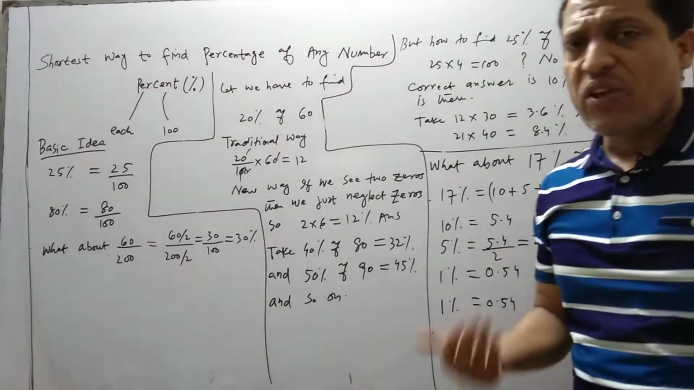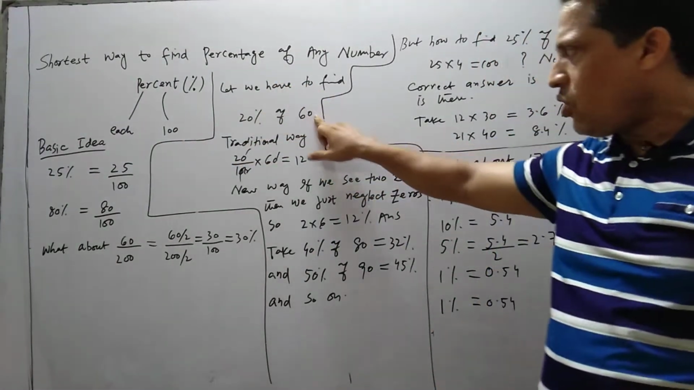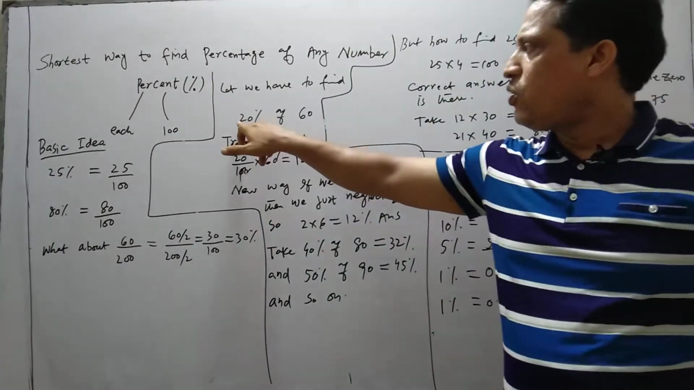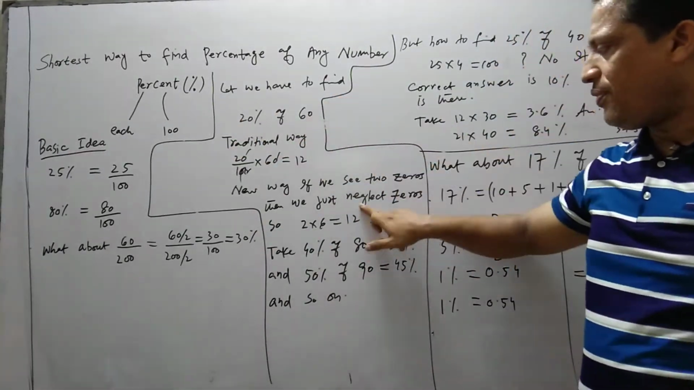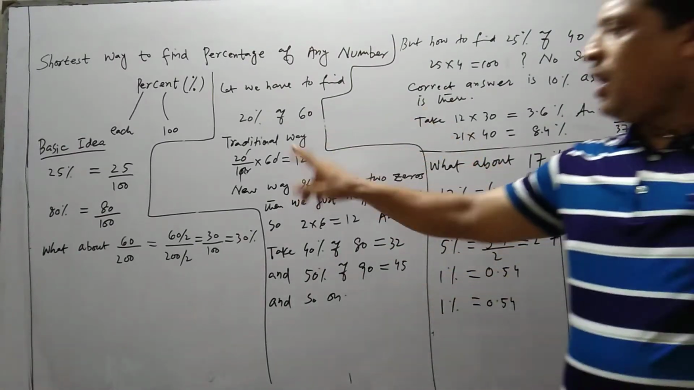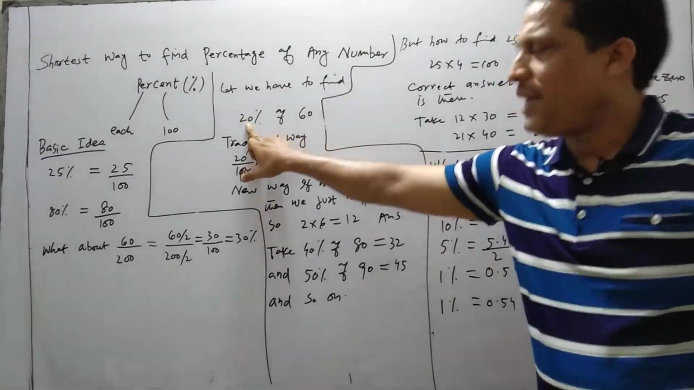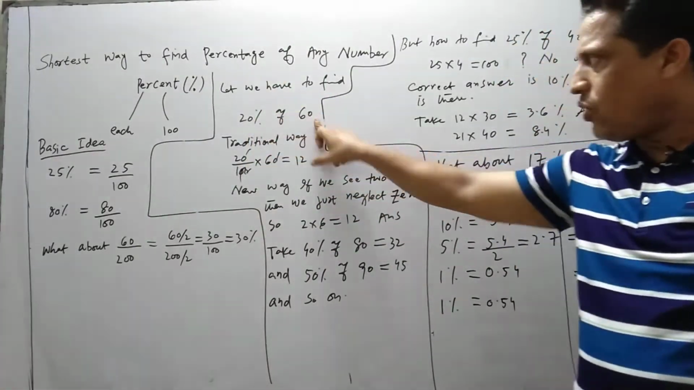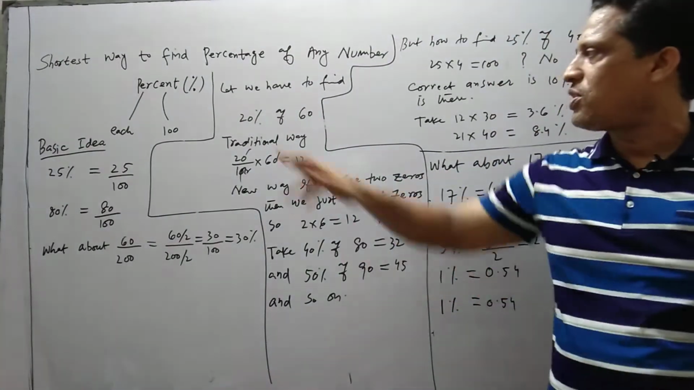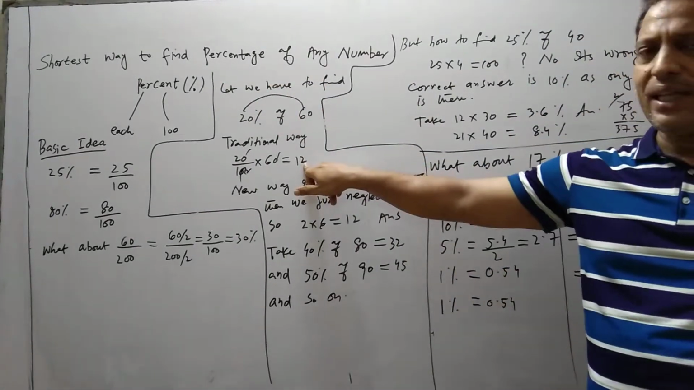But what is the new way? If you see 0 over here and 0 over here, you just drop these two 0s and multiply 2 by 6, the answer is 12. I repeat again. If you see 0 on this side, the percentage side, and 0 on this side, you just neglect both zeros and multiply these two values, 2 sixes are 12. The answer is 12.